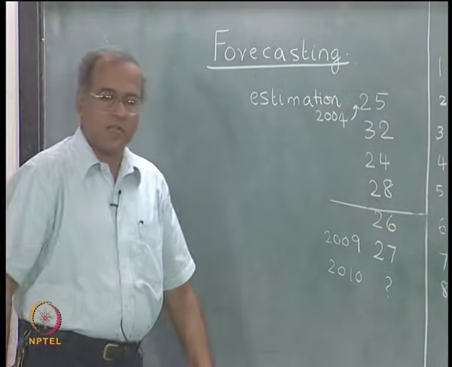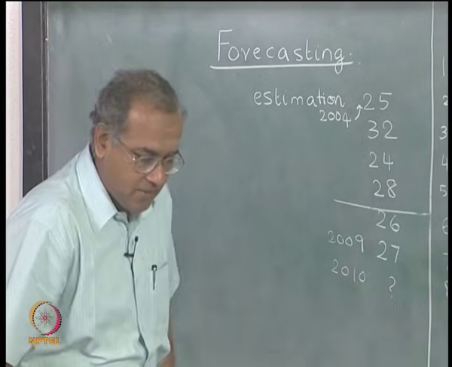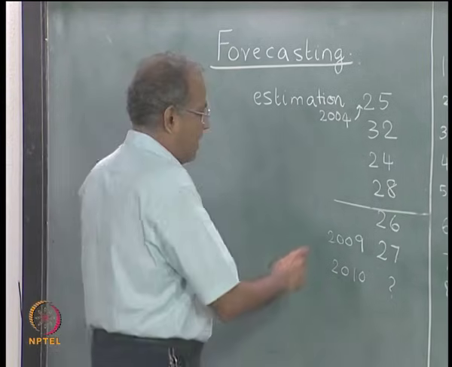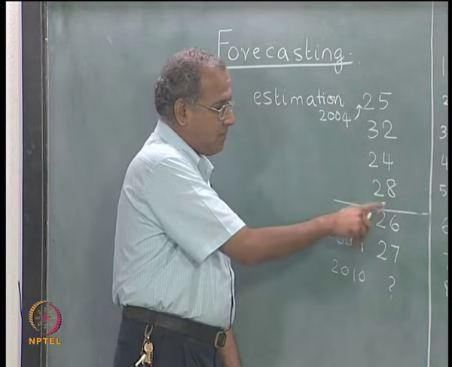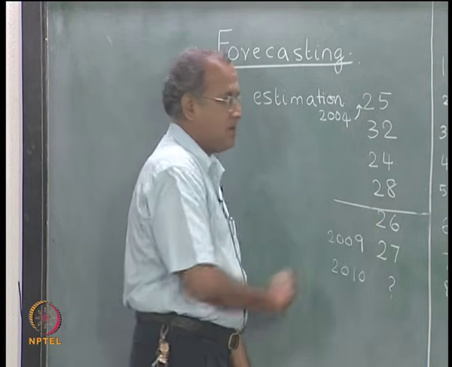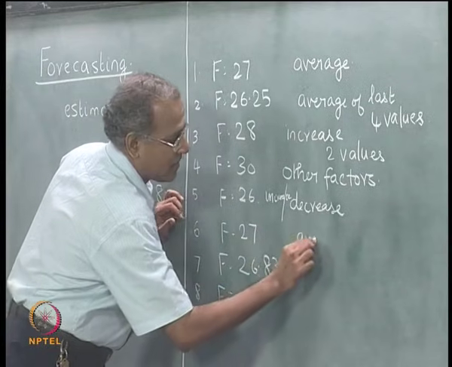Now, this person who gave forecast equal to 27 took the last three values instead of the last four and said 28 plus 26 plus 27. So, this is the average of the last three.